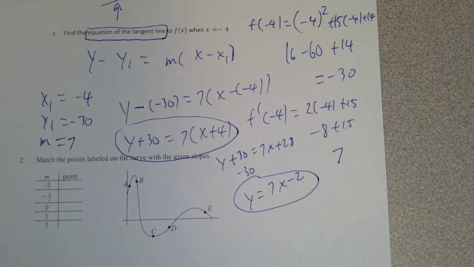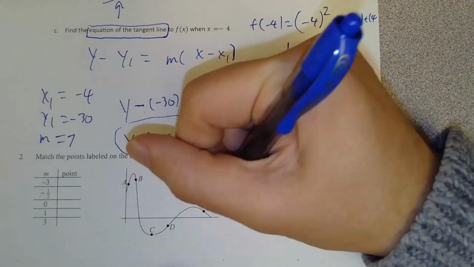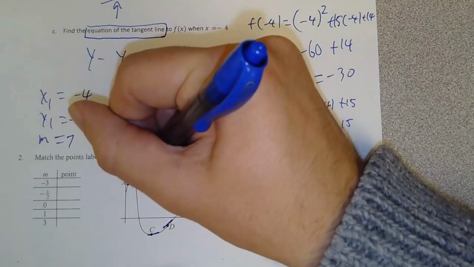Points labeled on the curve to give it slopes. Okay. So we got a bunch of slopes here, and we have to match them to the tangent lines of these. So right here we've got these different tangent lines. Go ahead and just draw them. I would recommend just drawing them here, here, and here.